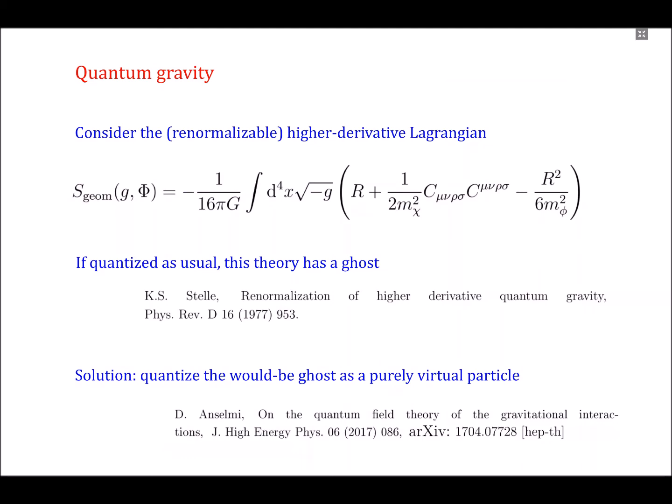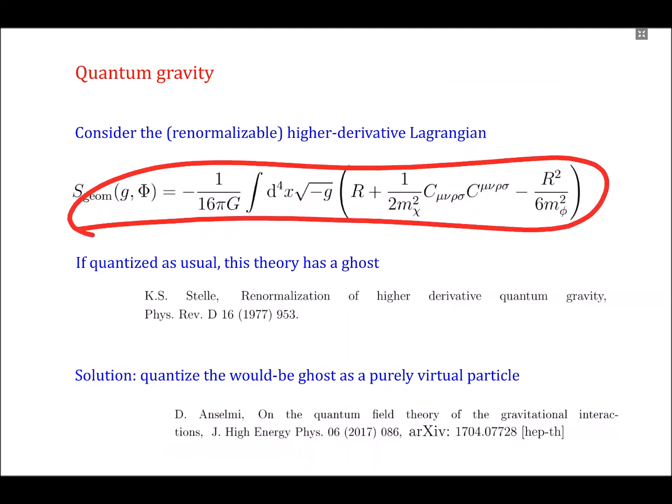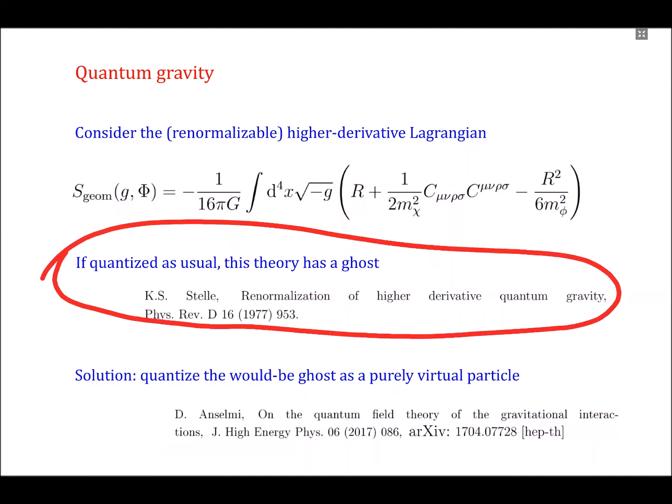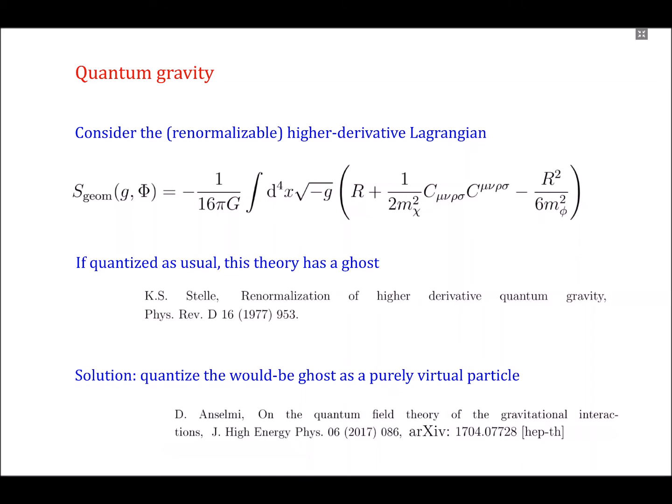So the idea is to take quantum gravity as this theory, which is the only extension of quantum gravity that, like the standard model of particle physics, has a gauge coupling that's dimensionless. So it is strictly renormalizable. That's why it is unique. But instead of quantizing everything a la Feynman, which gives Stelle's theory, you quantize the would-be ghost as a purely virtual particle.